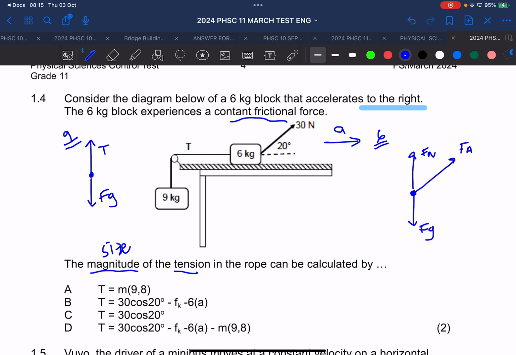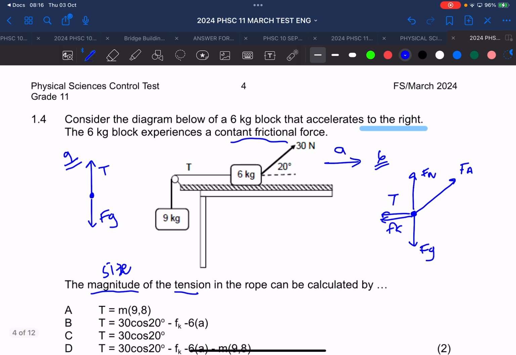Force applied, tension. In which direction? What is that direction? To the left. But ma'am, isn't the force applied to the right here? Because remember they say it accelerates to the right. So if it's moving to the right, it means friction is to the left.